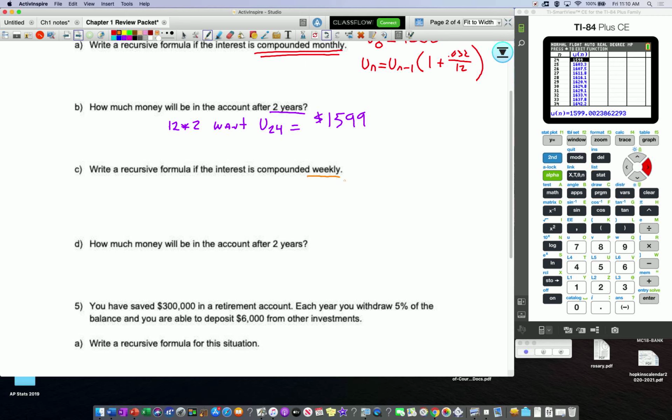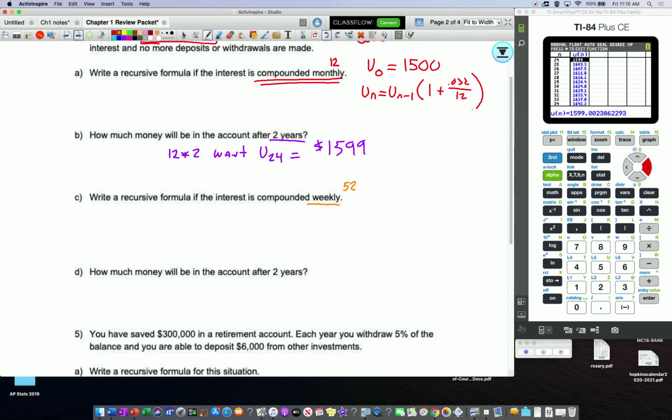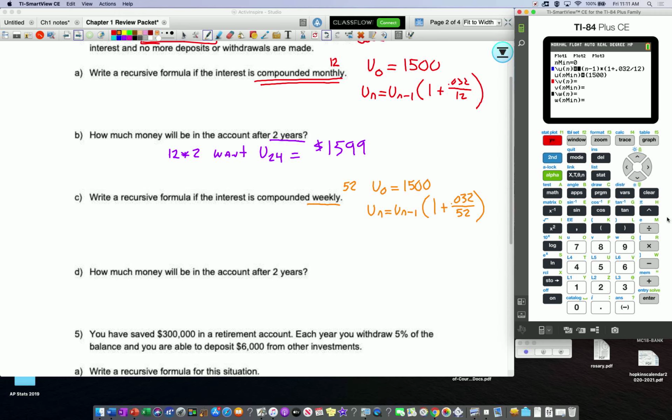So now weekly, remember, weekly means 52 times a year. So all that changes is this number 12 becomes a 52. So we just go u sub 0 equals 1,500, u sub n equals u sub n minus 1, okay? And this part is exactly the same, except that 12 now becomes a 52. So what's nice is, if I go back to my y equals, the only thing I really have to do here to change it in the actual formula, you can see I'm kind of slowly going over there. You guys can probably get it faster. I'm changing that 12 to a 52.